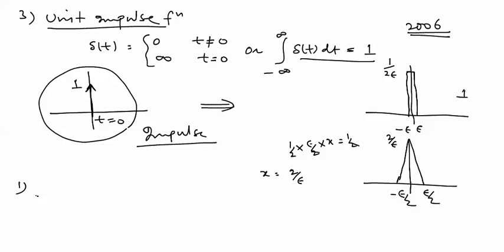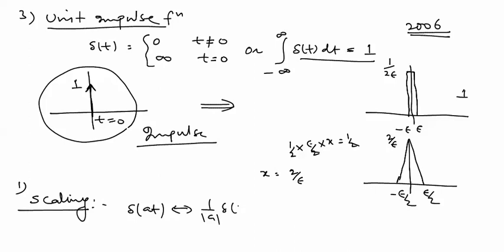First, scaling. What does scaling say? If the impulse is scaled by an amount a, then the impulse is modified in this way. The magnitude covered by the impulse is modified by 1 upon mod a. A may be any value.